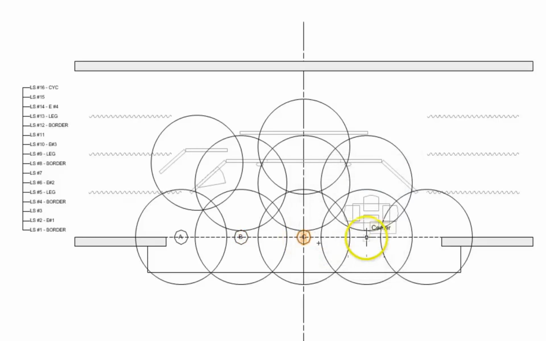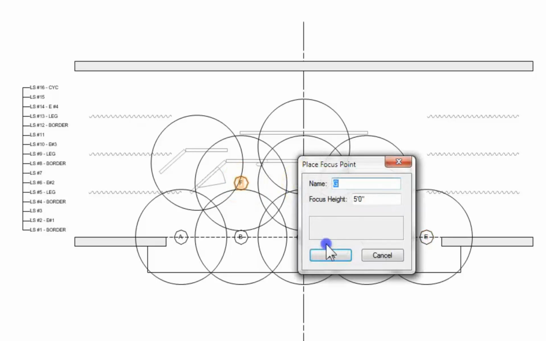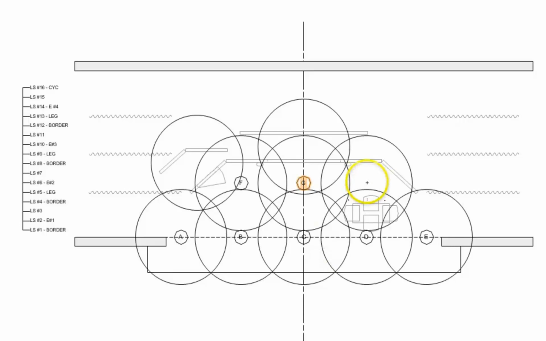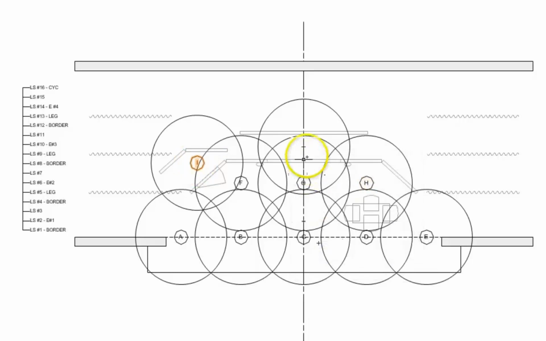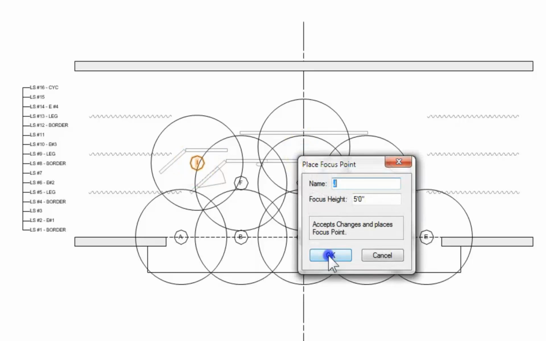C, and so on. E, F, G, H, and then back here behind the door is I, and back in the hallway is J.